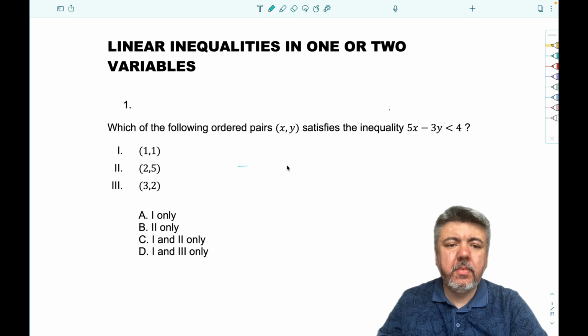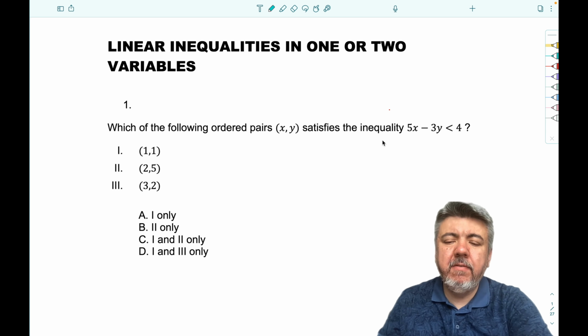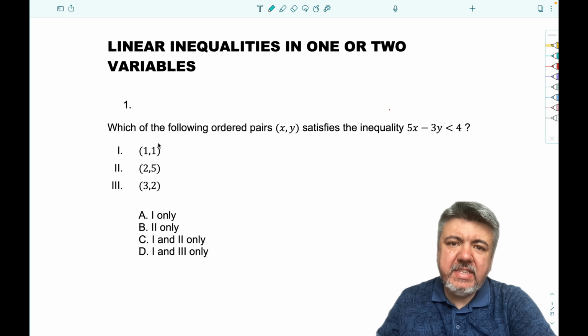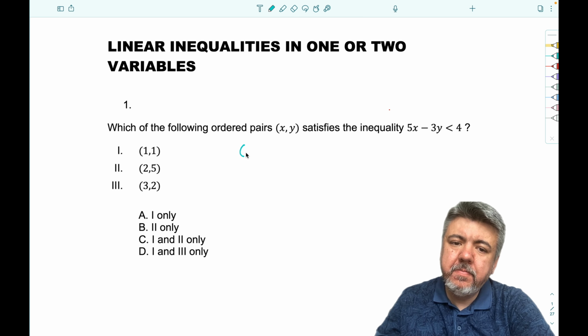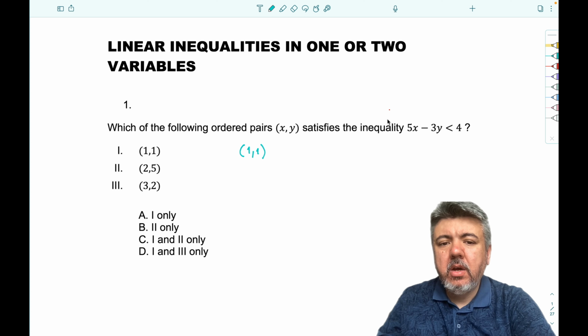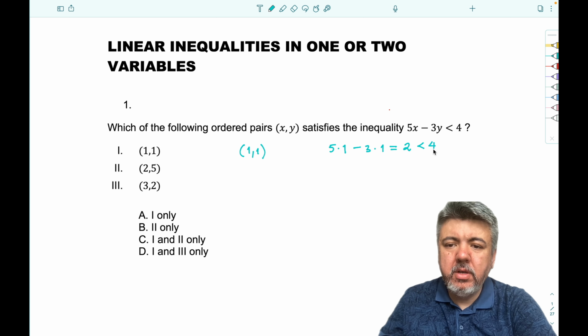In the first question, which of the following ordered pairs (x, y) satisfies the inequality 5x minus 3y less than 4? It's a simple question. It's just checking whether the inequality is satisfied. Let's say (1, 1). That means we will insert 1 into x and 1 into y. So 5 times 1 minus 3 times 1, which is 2, and that is less than 4. So (1, 1) satisfies the inequality.